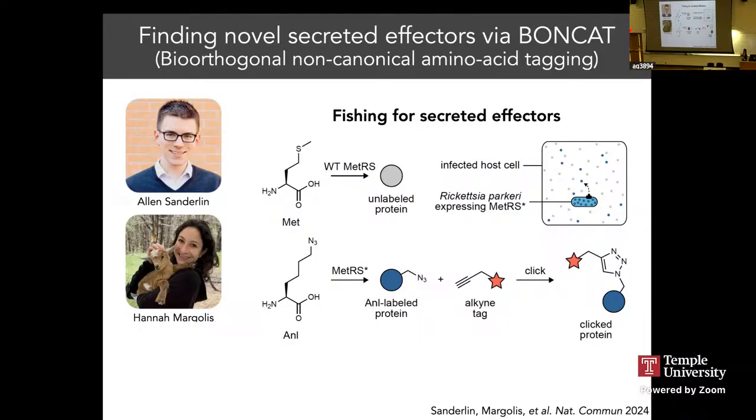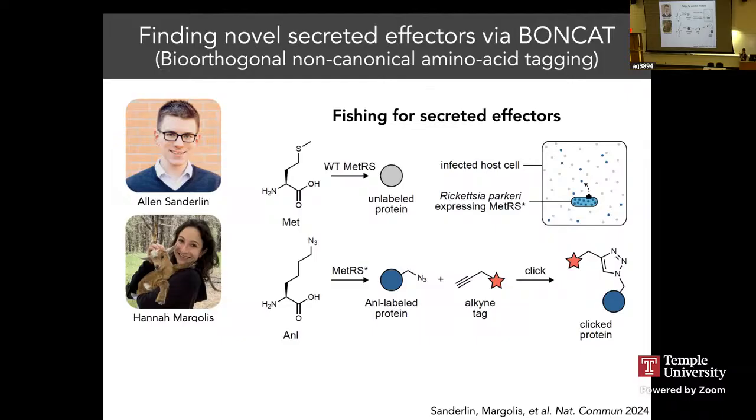And so what he did is he engineered Rickettsia to express a mutant tRNA synthetase on the left. And this allows you to add a non-canonical amino acid, in this case, an analog of methionine, so that only the bacterium, and really because it's in an infected cell, only the bacteria are going to be able to incorporate this analog into their proteome, so that when it gets secreted into the host cell, we can then use click chemistry to label bacterial proteins that are in the cytoplasm.